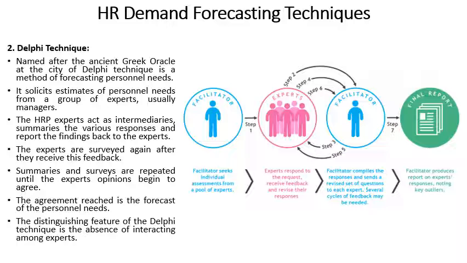So you can see here in step 1, the facilitator is asking for the experts' opinion. In step 2, you can see experts are sending their responses to the facilitator. In step 3, the facilitator will compile the whole responses and send that compiled report to each expert. And then again, the experts will revise their opinions, their responses, on the basis of feedback they are getting from different experts.